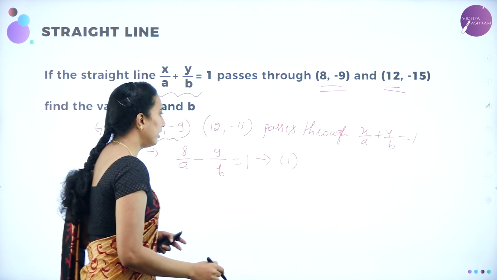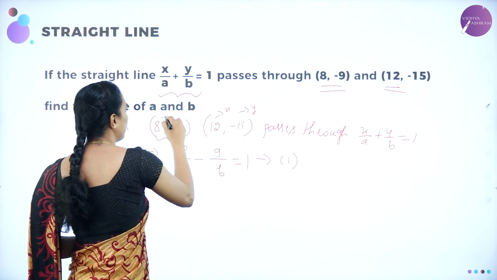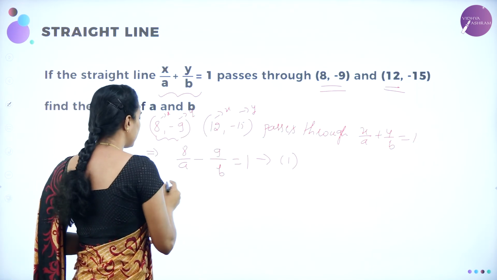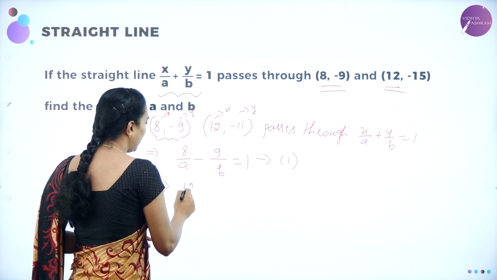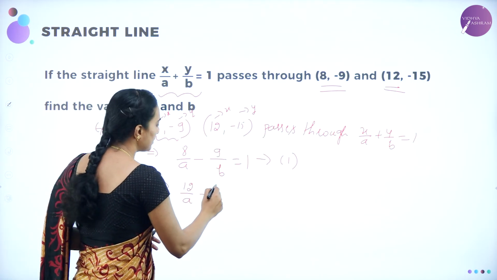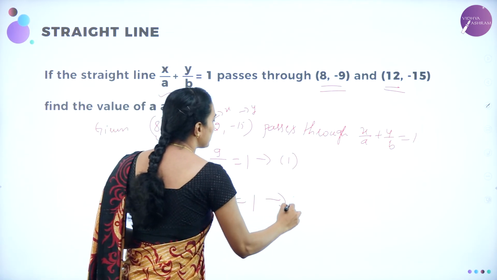Now this is taken as x and this as y. Here also the same, x and y. Now take this one: x value is 12, so 12 by a, then minus 15, plus into minus is minus, minus 15 divided by b is equal to 1. Call this equation 2.